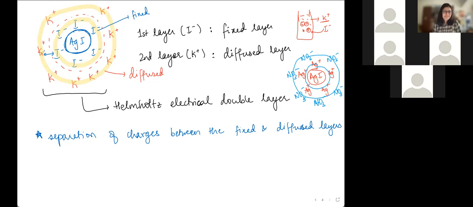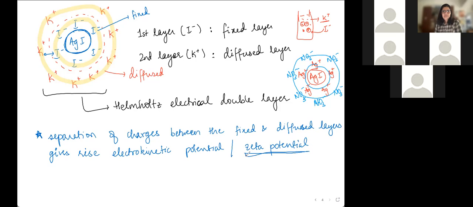So again, there's separation of charges between the fixed and diffused layer. This separation of charges gives rise to electric potential. Same concept as everywhere else, but in this case, the names are different depending on where you're applying it. So in this case, it is called electrokinetic potential, or a simpler name, zeta potential. Zeta is again a Greek alphabet like alpha, beta, gamma. So zeta potential.